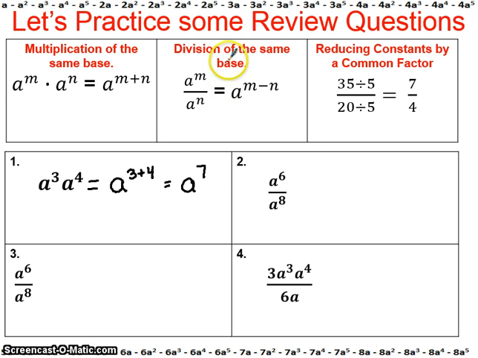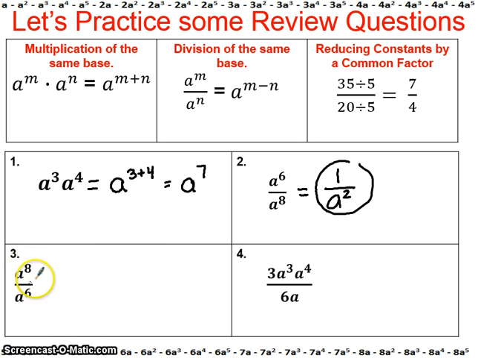Now let's look at division of the same base. If we have a to the 6th divided by a to the 8th, we can subtract the exponents and place them where the greater amount is. So we'll have the same base, which will be a, and 6 minus 8, or 8 minus 6, is 2. So we're going to have a to the 2nd, and we're going to place it in the denominator since a to the 8th is greater than a to the 6th. So we have a squared, 1 on the top to hold the value.